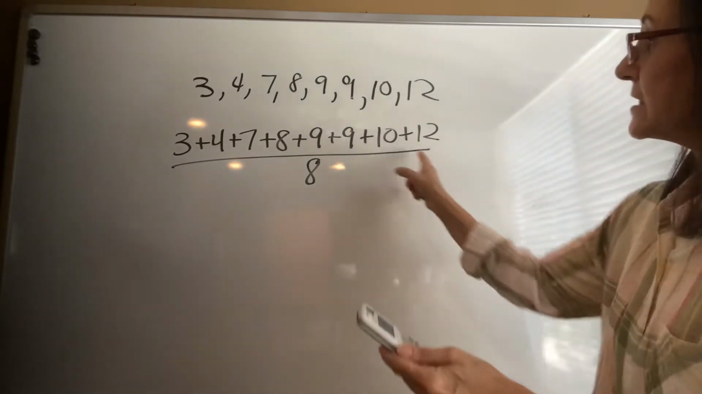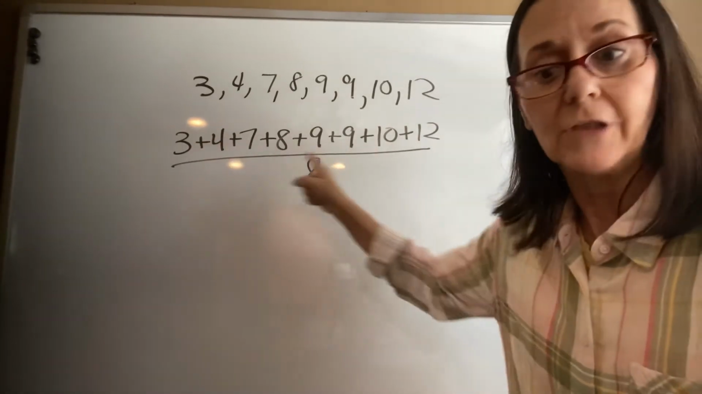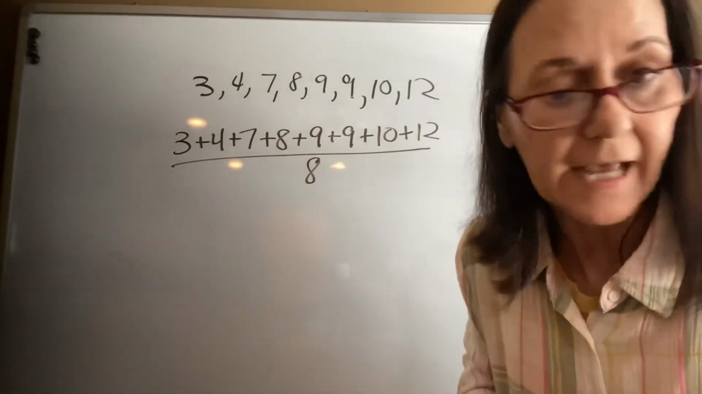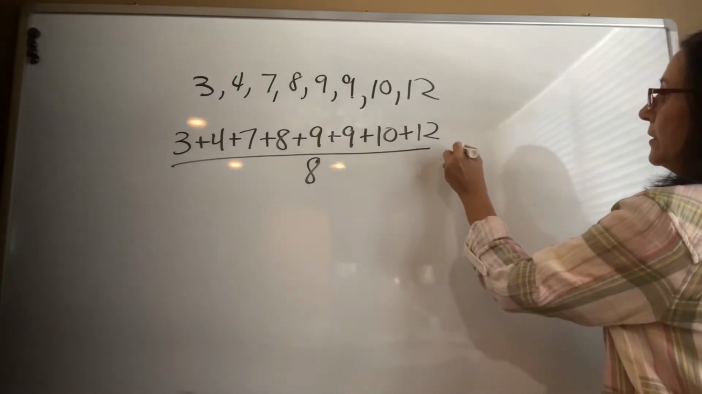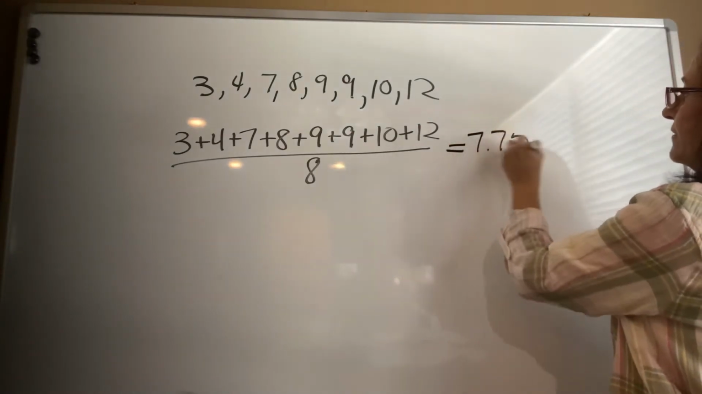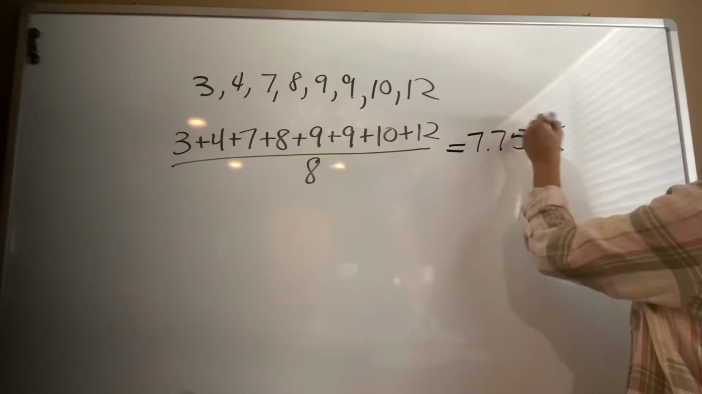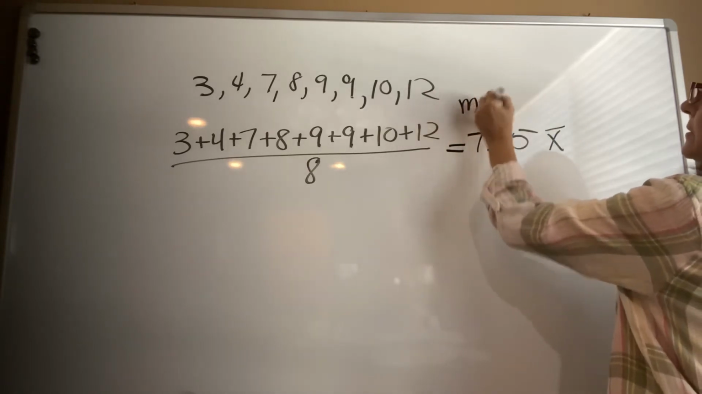And it should be somewhere close in here because I don't have an outlier, right? And it's 7.75. Okay, that's the mean. All right, the mode was 9.